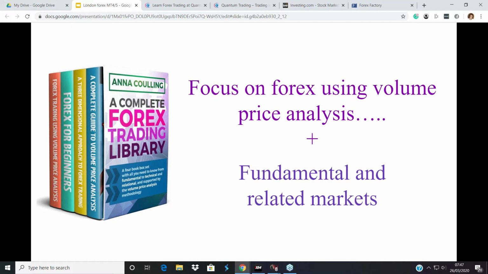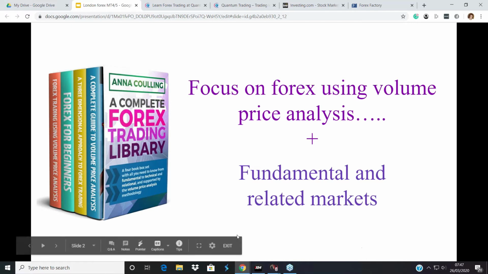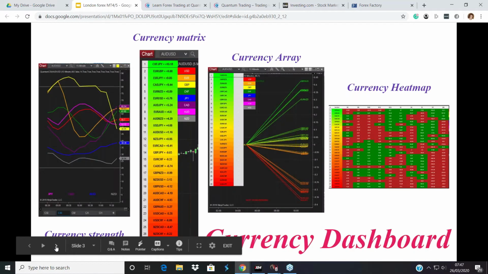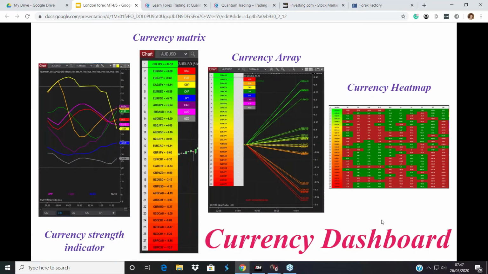This is the digital box set for the methodology that explains it in more detail, and as well as the books, the methodology, David and I have also developed a whole set of tools to help support the methodology, and in particular for Forex, we have some very Forex specific tools, but we'll explain those as we go along.